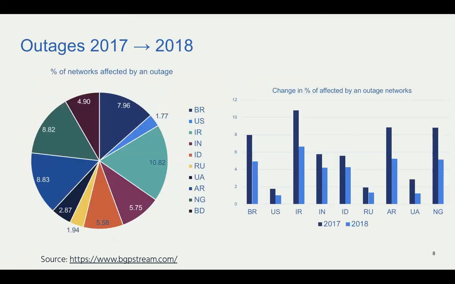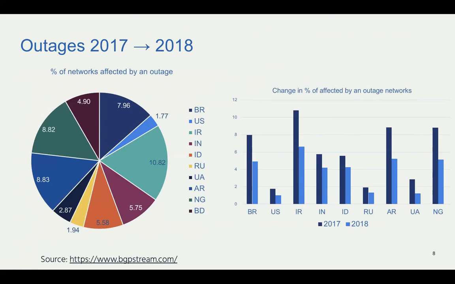Now, let's look how the system evolves. That's probably even more interesting question than just looking at absolute numbers. So that's the graph I just showed you. On the left, you can see the chart from 2017. And on the right, I put a chart just to show the changes, change in the percentage of networks affected by an outage.